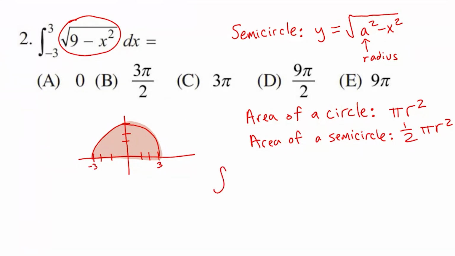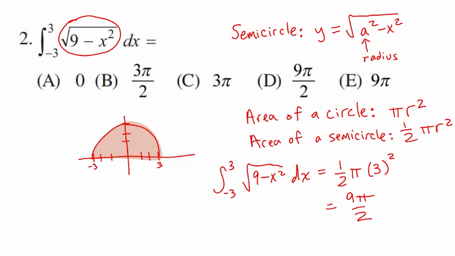So the integral from negative 3 to 3 of root 9 minus x squared dx is simply the area underneath that curve. So 1/2 times pi times the radius, which is 3 squared. 3 squared is 9, and half of 9 is, well, just 9/2. So we get 9 pi over 2, and our answer is D.